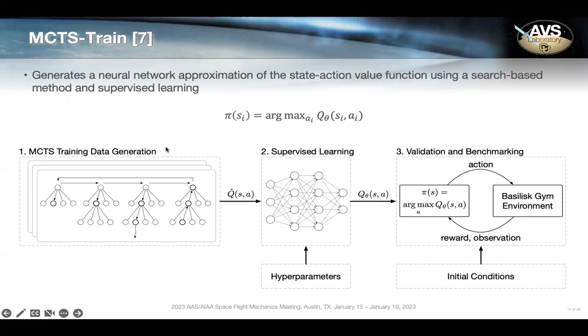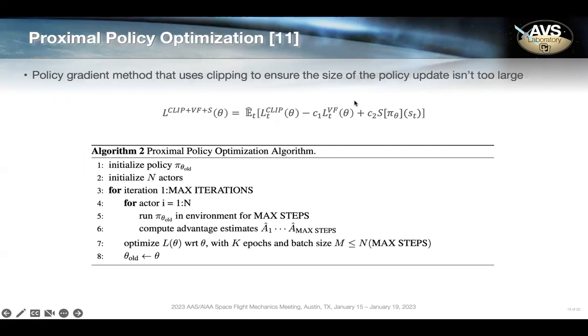And we use this policy here, pi of S equals the argmax of the state action value function Q sub theta. The other method that we're using is proximal policy optimization.